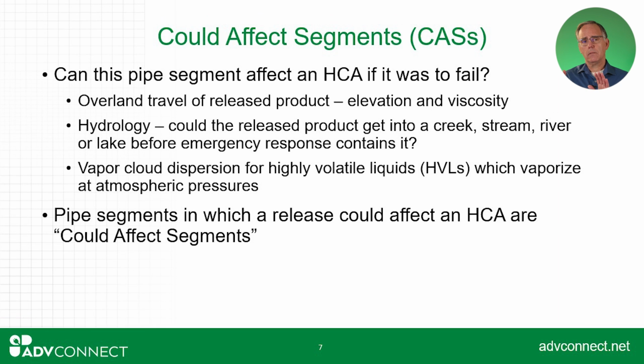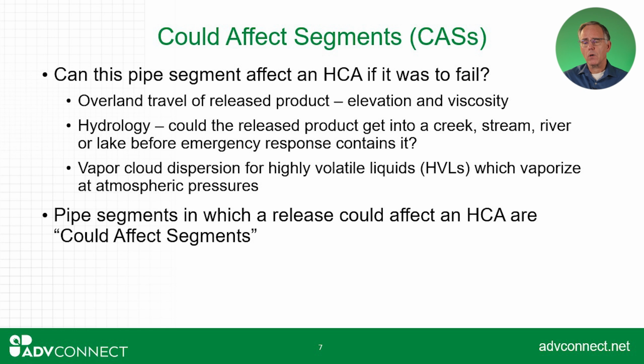So when we think about liquid pipelines, we're asking ourselves, could I affect this HCA? And it's called a could affect segment. Could this pipe segment affect an HCA if it were to fail? In order to do that, you need to think about where the product would go. Typically, we're talking about liquid products, although there are also highly volatile liquids. We're going to talk about them in a minute.